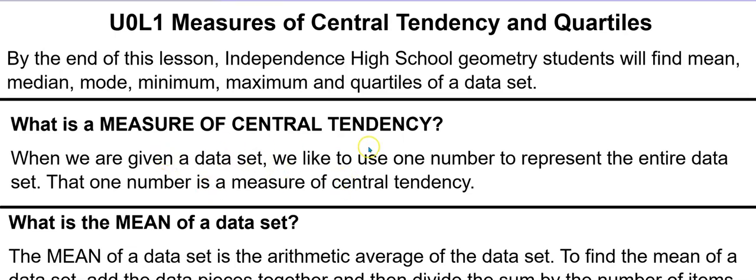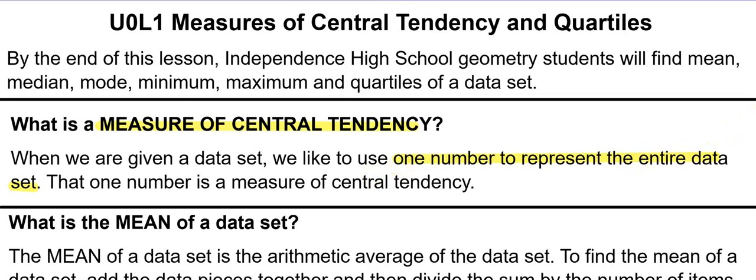So when I say measures of central tendency, that's just a phrase I threw out right here in our title. What are we talking about? Let's highlight that. When we are given a data set, we like to use one number to represent the entire data set. So a measure of central tendency is one number to represent an entire data set.